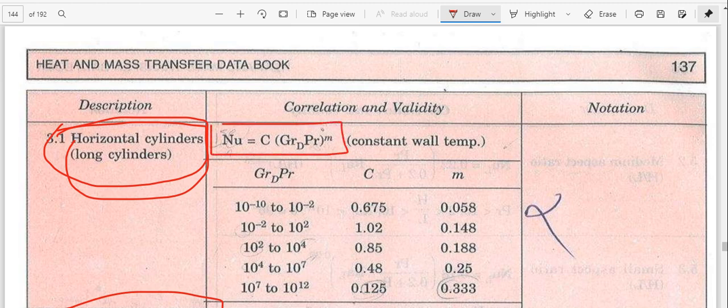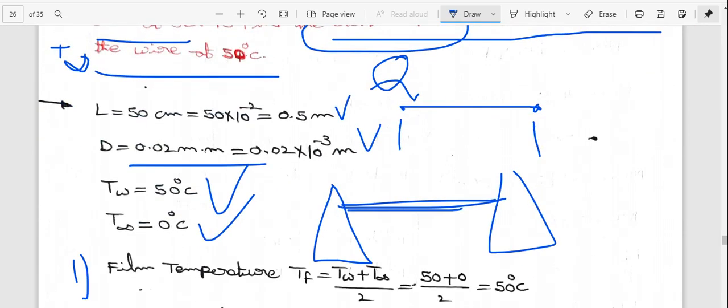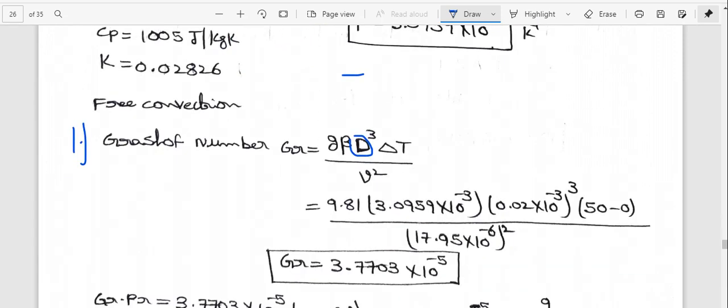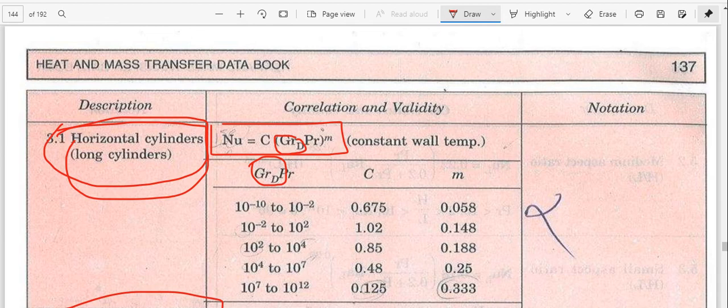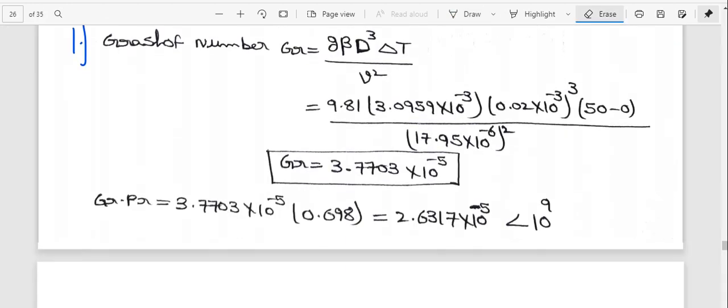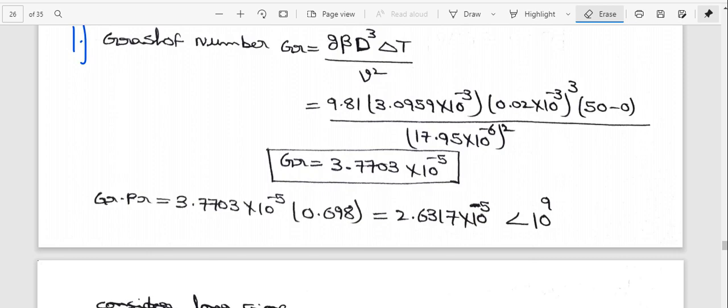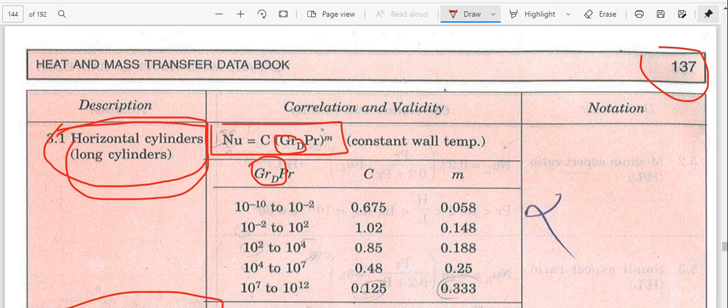What is the formula? Nu equal to C into Gr_D Pr to the power m. So here we need to calculate the Gr value with reference to diameter, that is g beta delta T D cube by nu square. From data book page number 137, I am taking the Gr_D value. That's why I am calculating in terms of diameter. Here Gr Pr is less than 10 power 9.